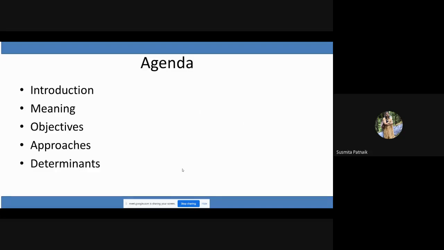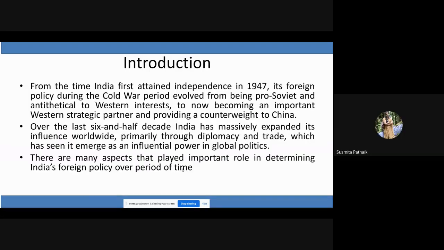In this seminar, we have to include 5 important topics: the introduction of foreign policy, the meaning of foreign policy, the objectives, approaches, determinants, and principles. The 6th point will cover the agenda of foreign policy: the introduction, meaning, objectives, approaches, determinants, and principles. Then let's start with the meaning of foreign policy.